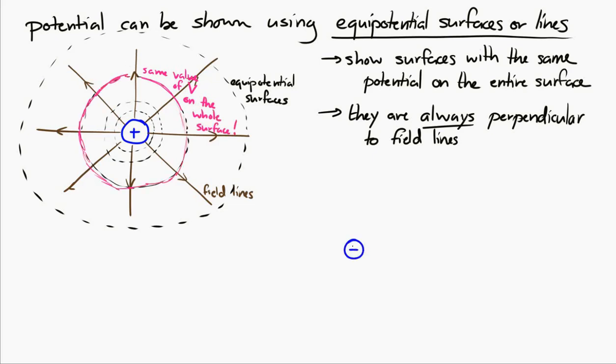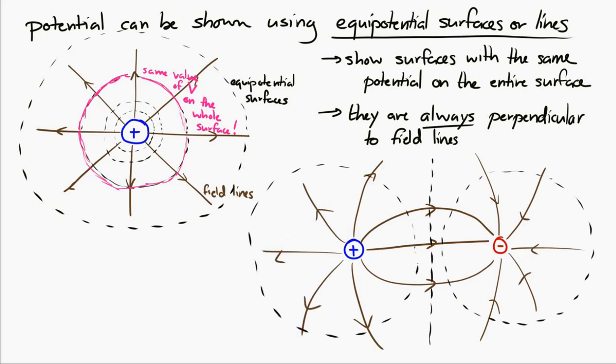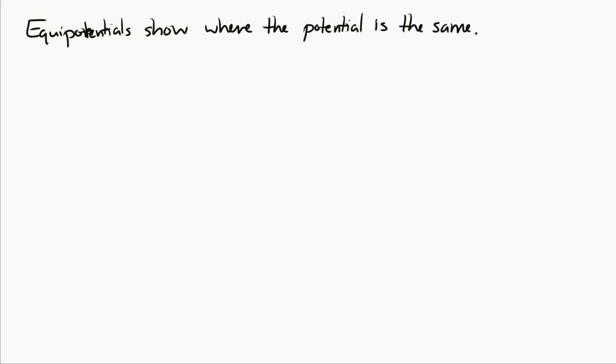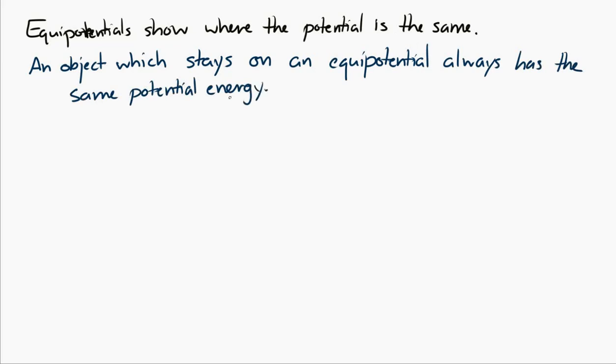Okay, and if we had a positive and a negative charge near each other, well, the field lines would look roughly like this, and the equipotential surfaces would look roughly like this. Notice that the equipotential surfaces at any location are always perpendicular to the field lines. So, equipotentials show where the potential is the same. And an object which stays on an equipotential, if it just travels along an equipotential, that means that it always has the same potential energy.